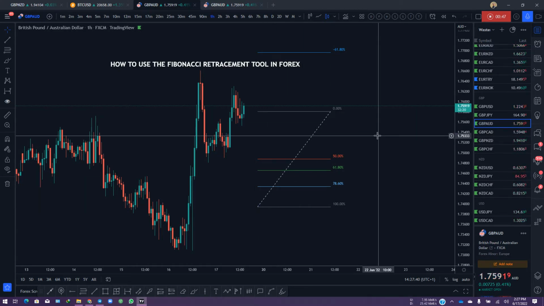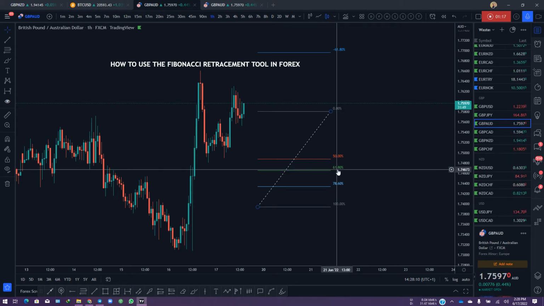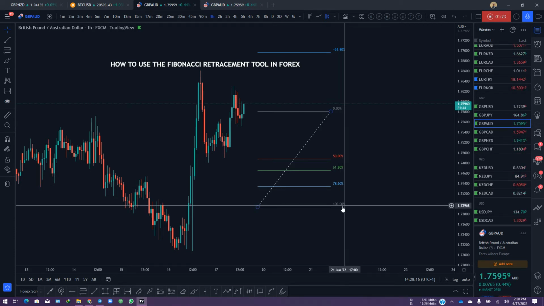If you are a new trader and you don't know what the Fibonacci retracement tool is, it is basically used to measure price retracement levels in the market, the imbalances between the supply and demand of price. The Fibonacci has different levels, and these levels are represented in percentage or decimal. Mine is in percentage, as you can see here. We have the 0%, the 50%, the 61.8%, the 78.6%, then the 100%. So basically, the numbers are represented in percentage.